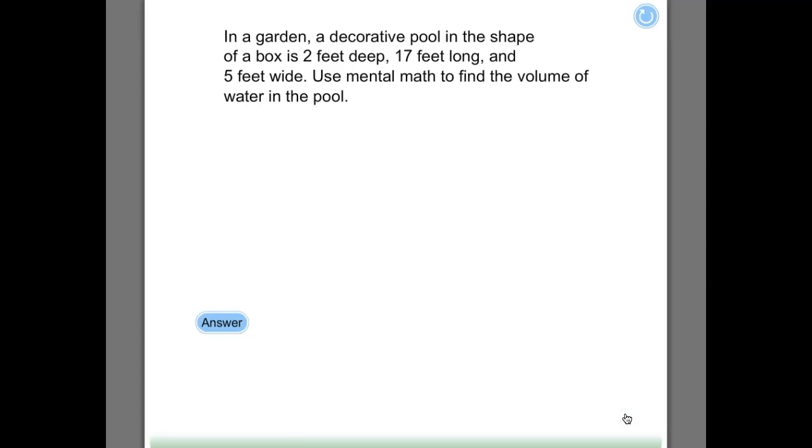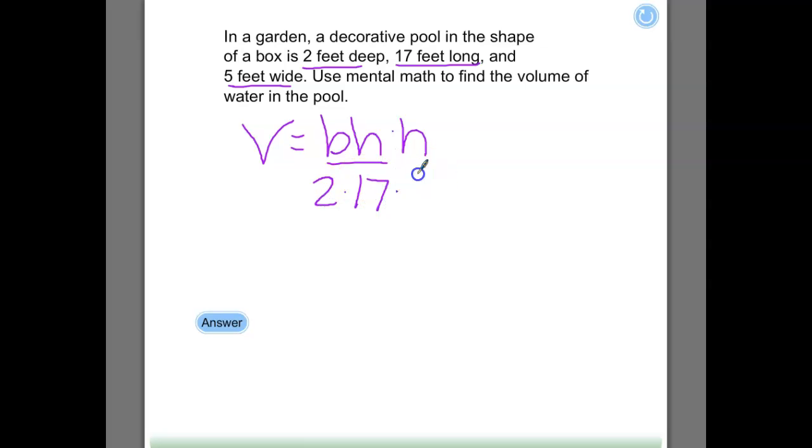In a garden, a decorative pool in the shape of a box is 2 feet deep, 17 feet long, and 5 feet wide. Use mental math to find the volume of the water in the pool. Okay, well we know that volume, if you look at your reference sheet, is base times height again, because this is the area, and then you take the area times the height. So we have 2 times 17 times 5.